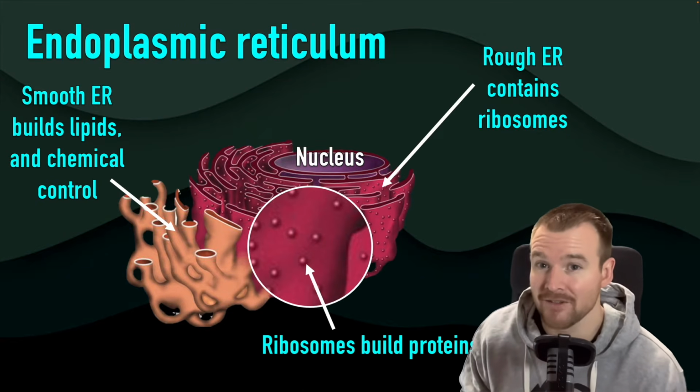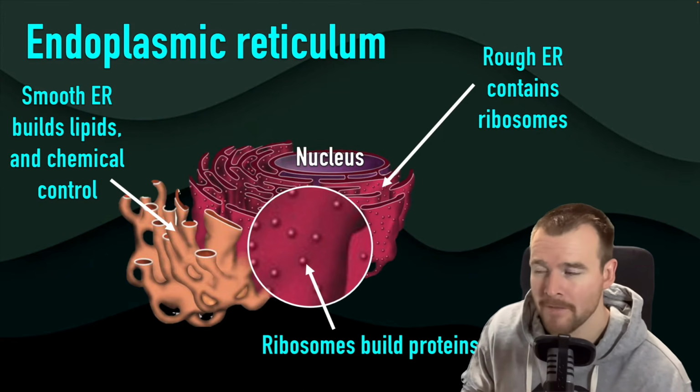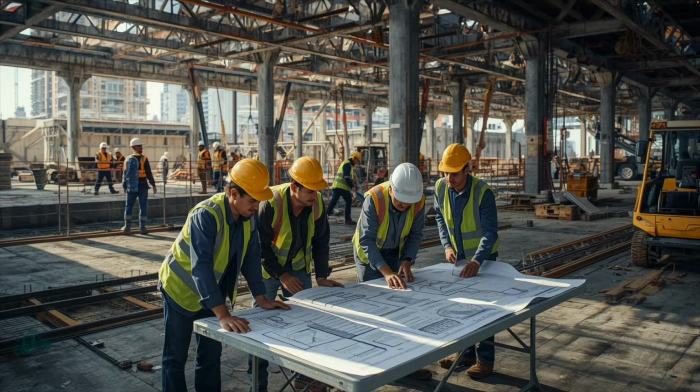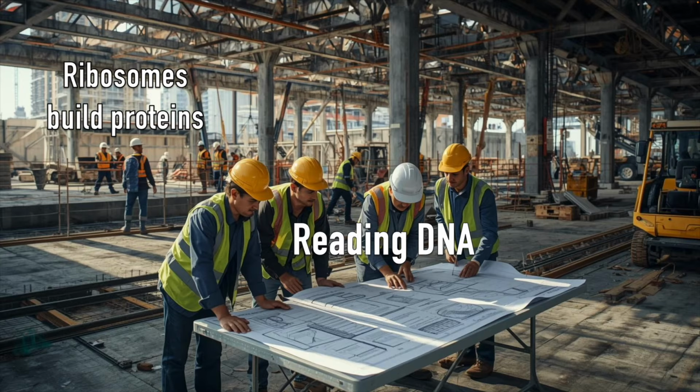But I mainly want to think of this as building proteins on the rough and then building lipids for the smooth. So my analogy, kind of like a construction site where we're reading the blueprints, or reading the DNA, and then we've got the ribosomes that are going to be building those proteins based off of the DNA or blueprints.